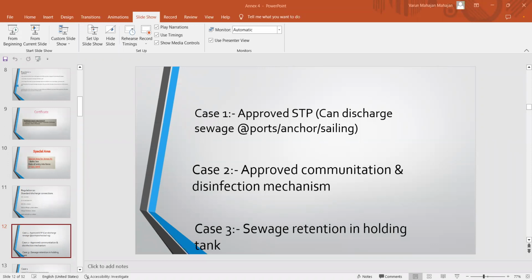Okay. So we are going to see what we should do when we have such a system on board instead of a sewage treatment plant. And the last is the holding tank. When you have a sewage holding tank on board, how are you going to dispose of your sewage? So these are the three systems which we will talk about now.